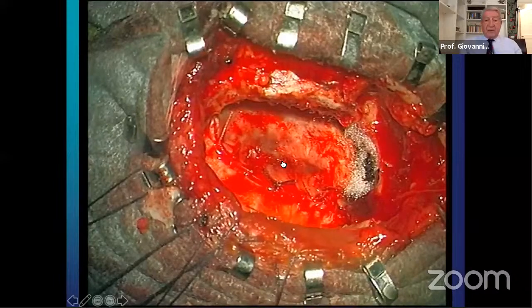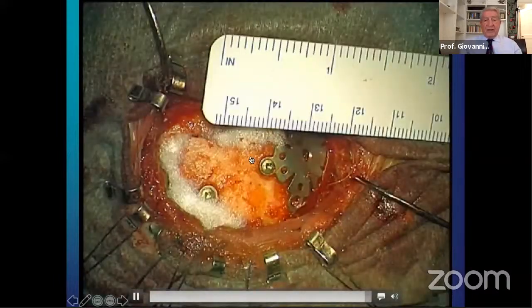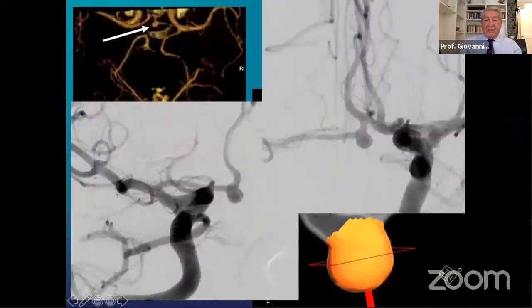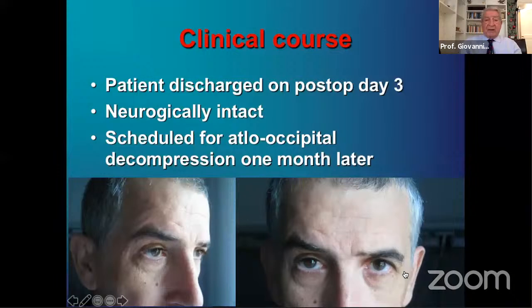And again, ICG, and that was the closure, and of course with some small plate. And this is the post-op, and the patient was dismissed 3 days after the surgery.